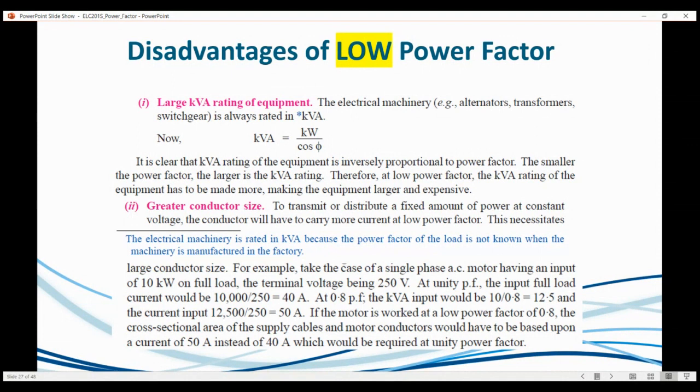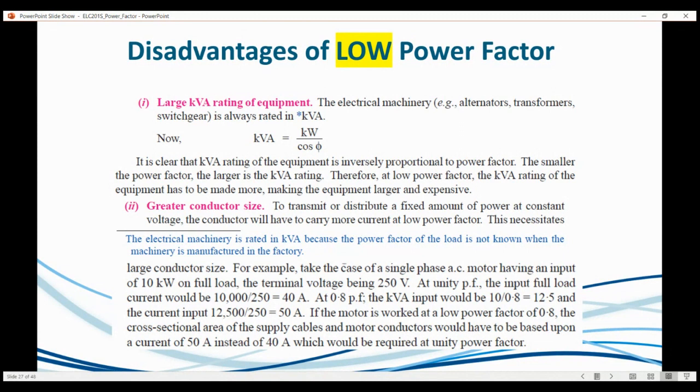So it's clear that the kVA rating of an equipment is inversely proportional to the power factor. If the power factor goes up, your kVA goes down. If your power factor is very small, the kVA rating is larger. Therefore, at a low power factor, the kVA rating of the equipment has to be made more, making the equipment larger and expensive. Obviously, that's for manufacturing, but you understand what a power factor does.